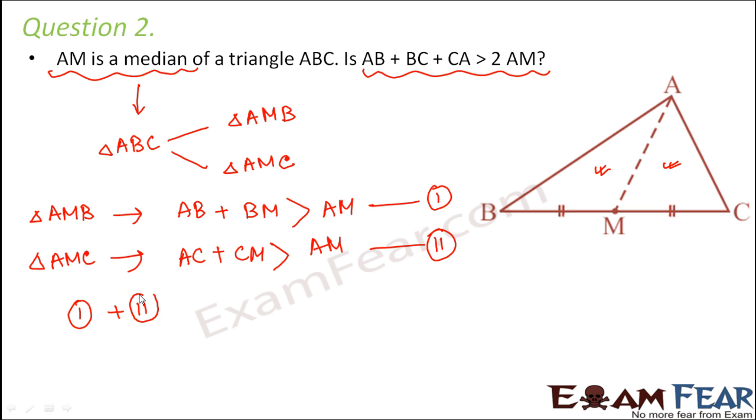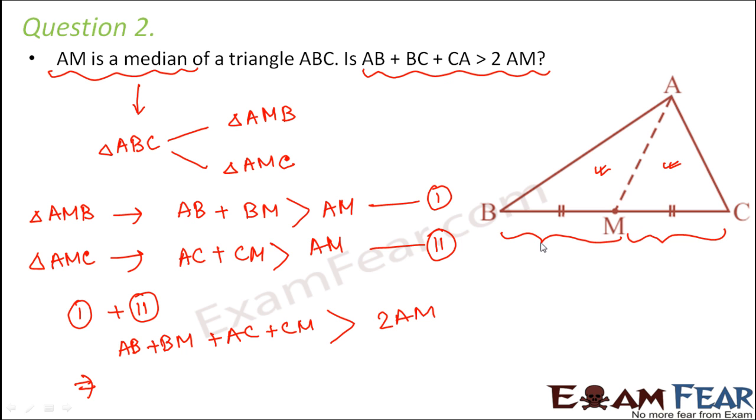Now if we add 1 and 2. So how do we add 1 and 2? We add left hand side with left hand side. We add right hand side with right hand side. Right? So left hand side will become AB plus BM plus AC plus CM. This is greater than, right hand side would be AM plus AM, that is 2AM.